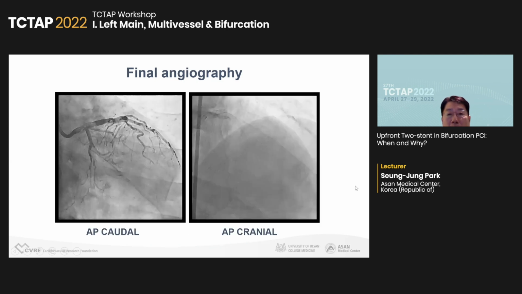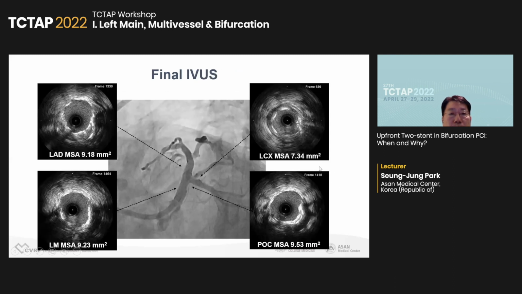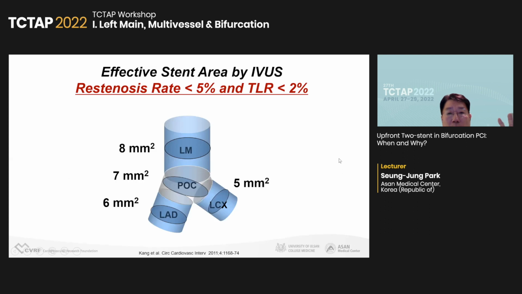There's another view, the epicaudal, epicranial view is clear. This lumen area, look at this circumflex. Just before, Dr. Kang presented data, circumflex stent area 7, POC 9 is big enough to maintain long-term outcome. Maybe the TLR rate is less than 2% in 1 year and 2 years.